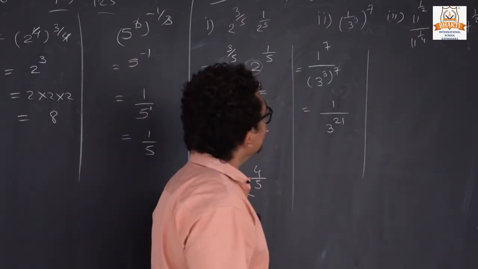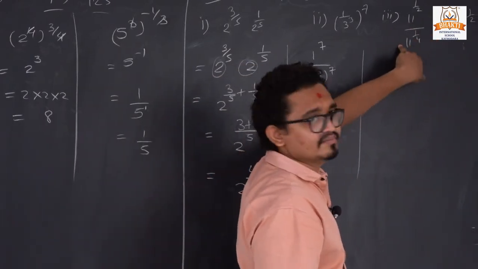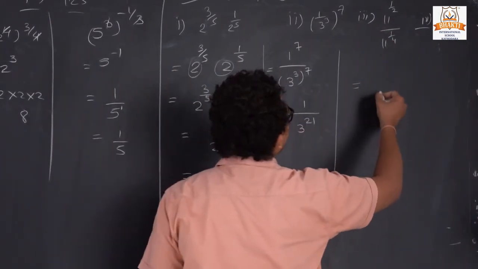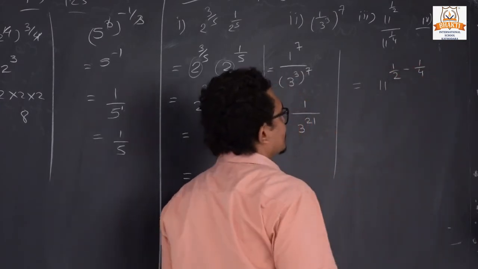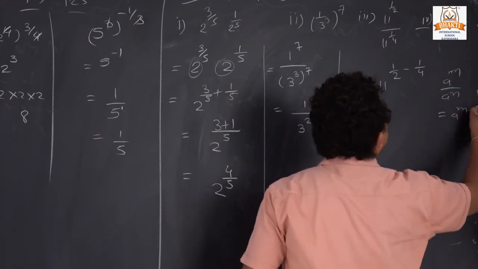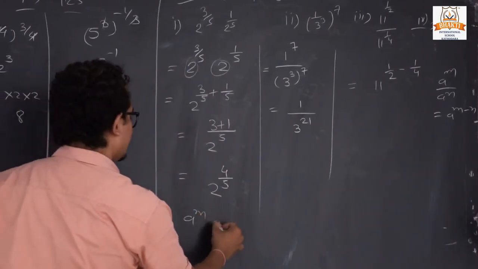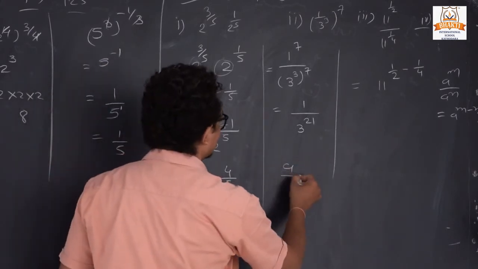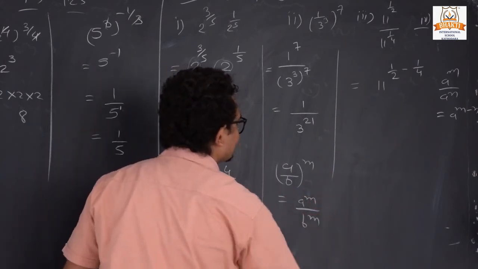Next, here see that both numbers are same, but in the division. So in the division, what can we do? Subtraction. So we can write like that 11 raised to 1 by 2 minus 1 by 4. Here we are applying which rule? A raised to m upon a raised to n. So it will be a raised to m minus n. And in the first, here we are using which law? A raised to m, a raised to n. So it is a raised to m plus n. And here we are applying which law? A upon b all raised to m is equal to a raised to m upon b raised to m.